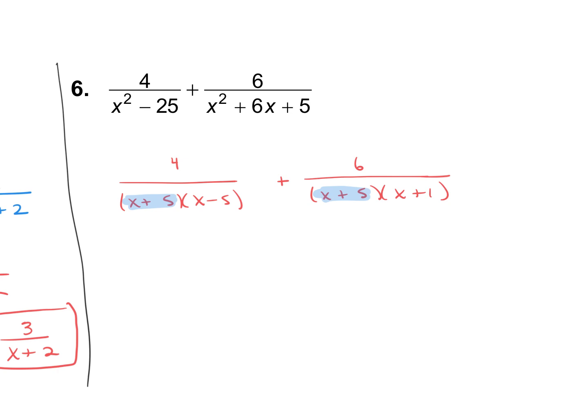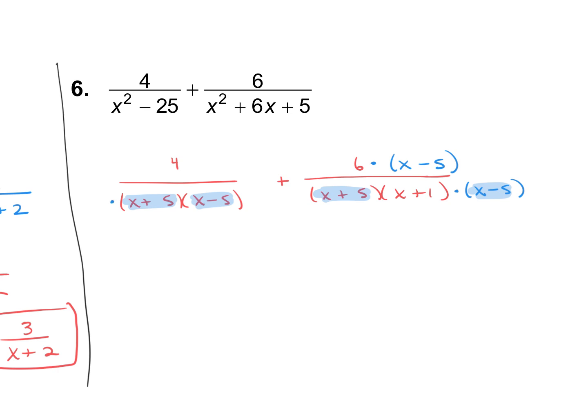I can see that this fraction on the left has an x minus 5 in the denominator, and this fraction does not have an x minus 5. So I'm going to multiply in an x minus 5, and as long as I do that to the numerator also, it's okay. I'm essentially just multiplying by 1. Now both denominators have an x minus 5. They're almost exactly the same, except this one has an x plus 1, which means we're going to multiply in an x plus 1 over here.